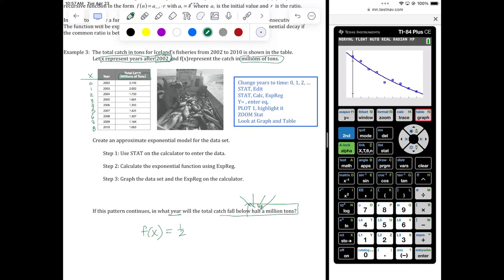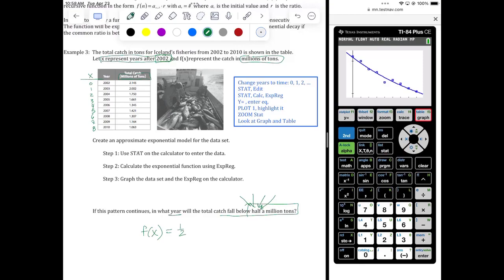Now, if you notice, when the table ends, we're at 1 ton. It's going to continue to drop possibly according to this pattern, and it'll be down to 0 someday. But I want to know right now where it's equal to a half. So this is where I set it equal to a half. I go to y2 and I type in a half. And then I hit graph and I look for the what?